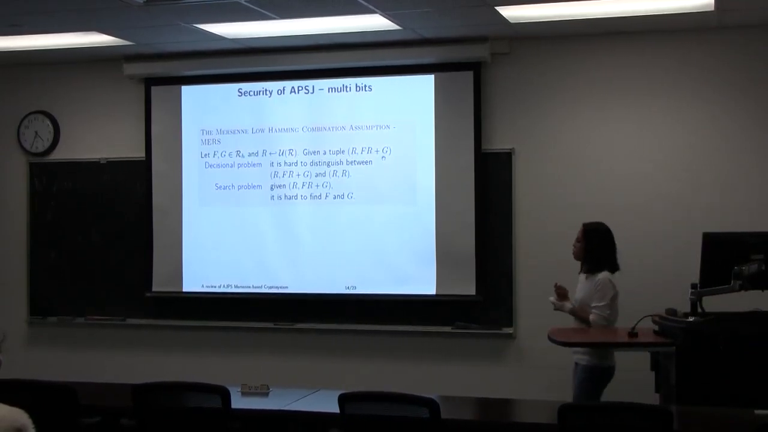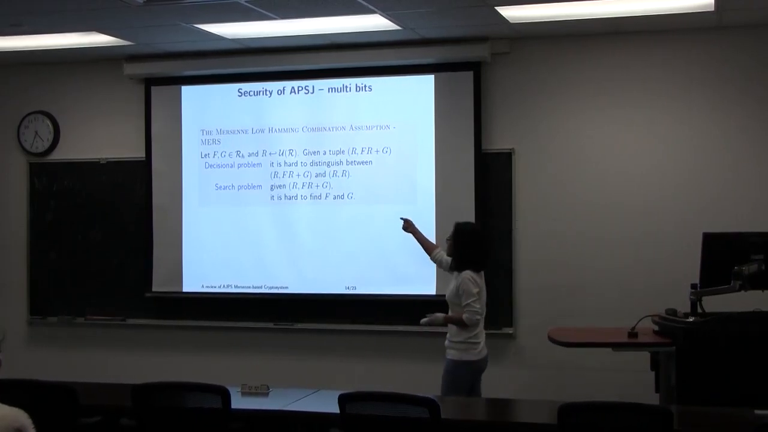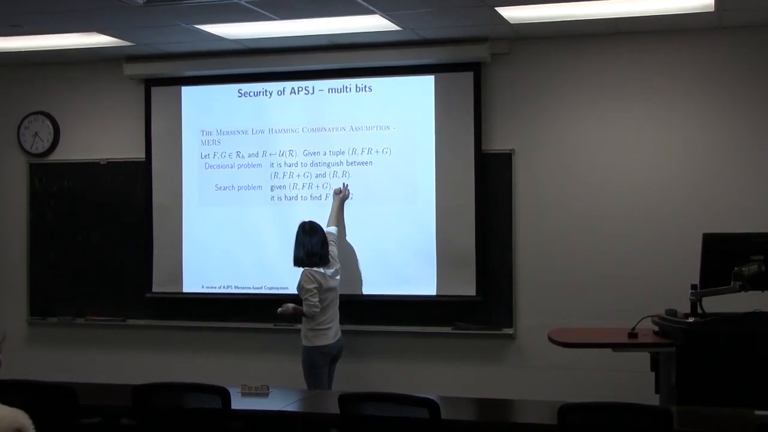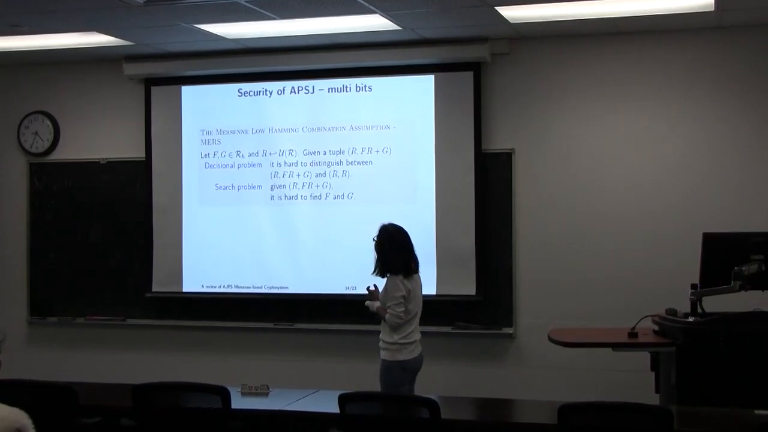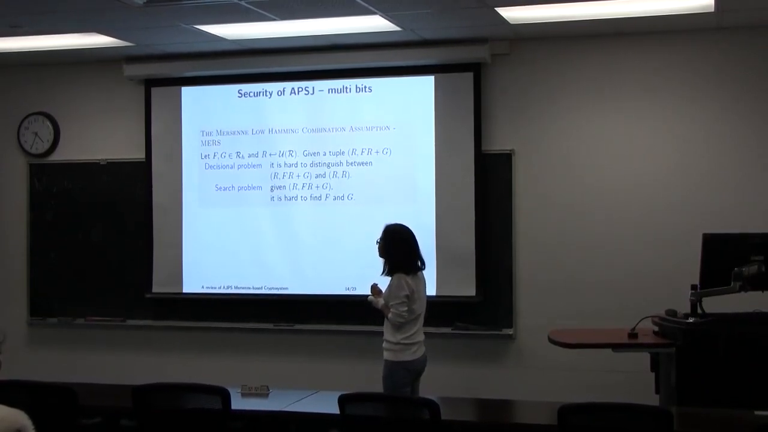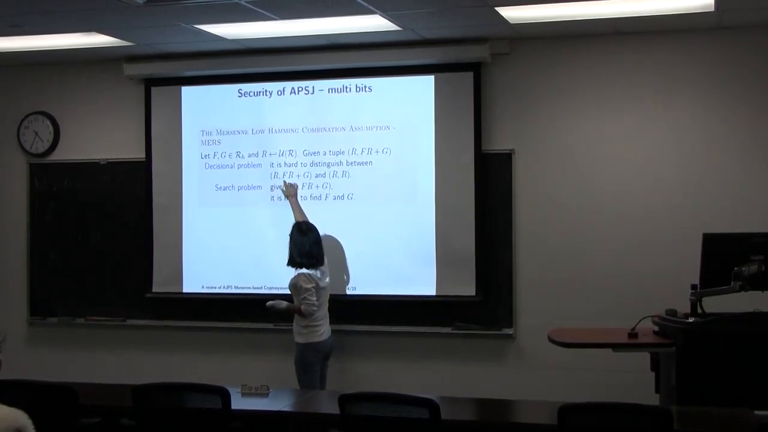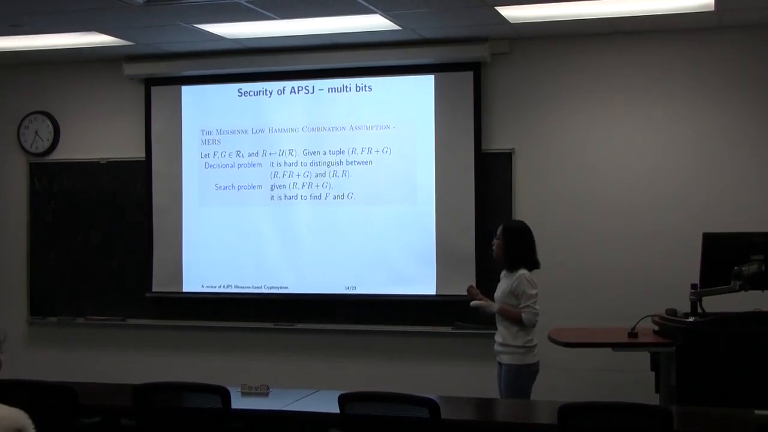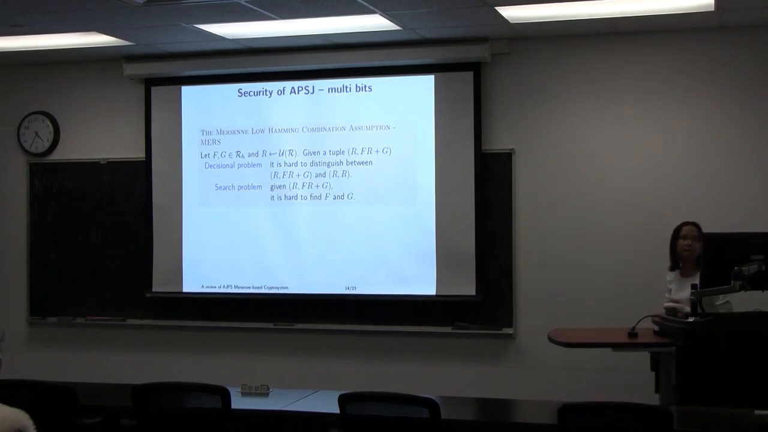So our decisional problem is how do we distinguish between this term and the second term? We know that this one is uniformly random with n bits. I mean R is uniformly random, but F and G have a low Hamming weight. So we hope that the product FR plus G will also be pseudo-random or nearly uniform. And the second problem is the search problem. Suppose they give us a term R, FR plus G. How can we find F and G? So the security of the multiple bit cryptography system is based on this Mersenne combination assumption.